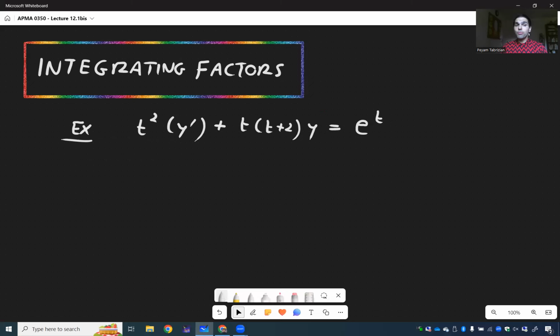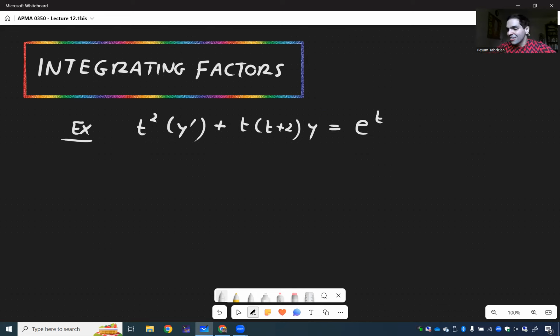All right, let's do some practice using integrating factors. And in particular, let's try to solve the ODE t squared times y prime plus t times (t plus 2) y equals e to the t. Now, why should we use integrating factors?